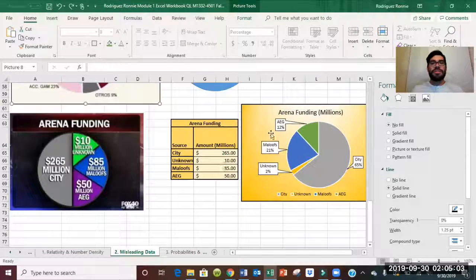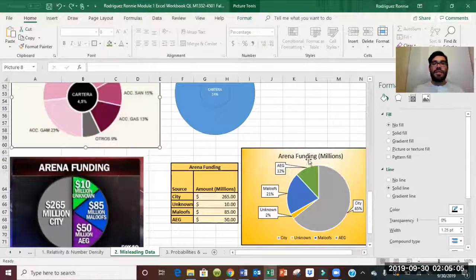And then we did a very similar thing, just looking at the way that it's misleading in the chart here for arena funding. You can see the city, it says 265 million, and it looks like half the entire circle when really it takes the place of a great majority of the circle, almost 3/4 of the circle, 65%. And you can just see the differences there. Unknown 2% looks like it's about the same here as the AEG, which you can see it's clearly not.